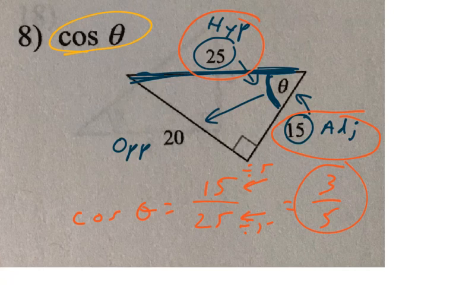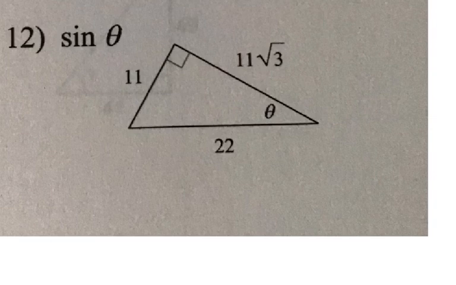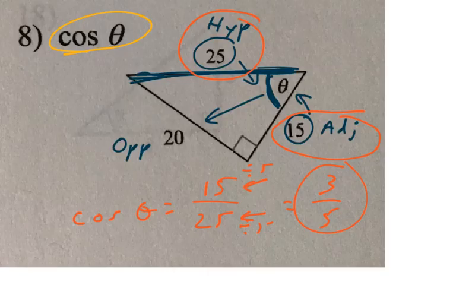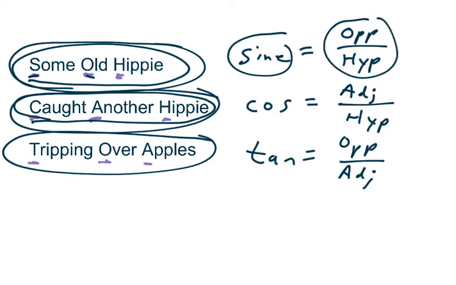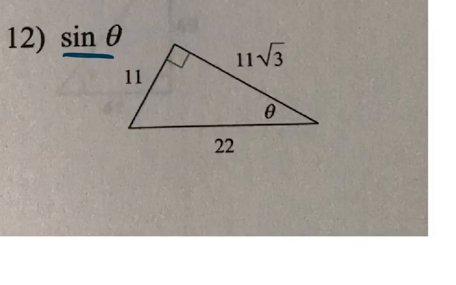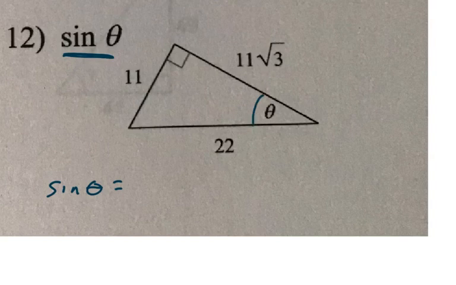Okay, let's do one more. This one, they're asking for the sine of theta. Well, remember, sine is some old hippie. Some old hippie, right? Sine is opposite over hypotenuse. Okay, so we now know that the sine of theta is going to equal, getting ahead of myself here, step 1, we label or mark our theta angle right there. Got to know where that angle is. Step 2, always label your sides.